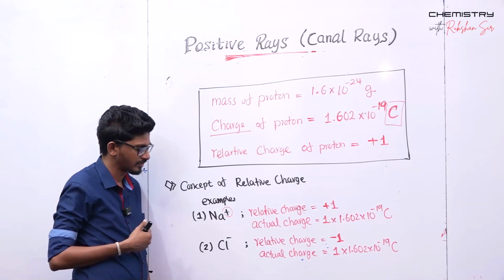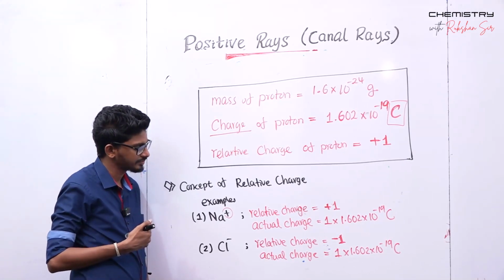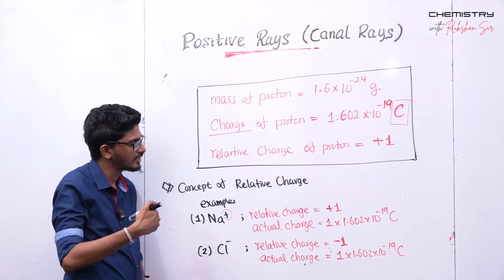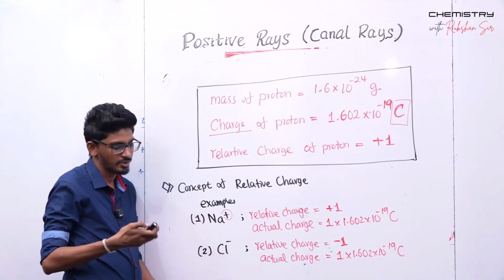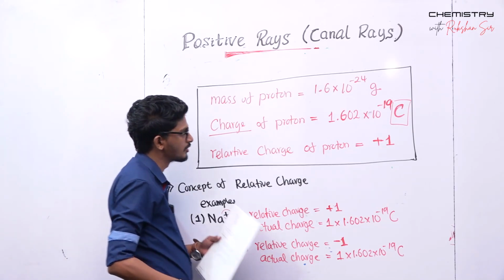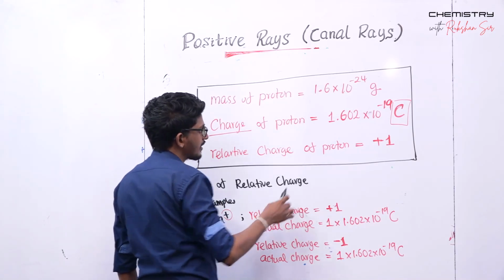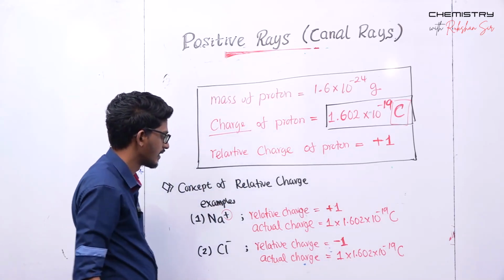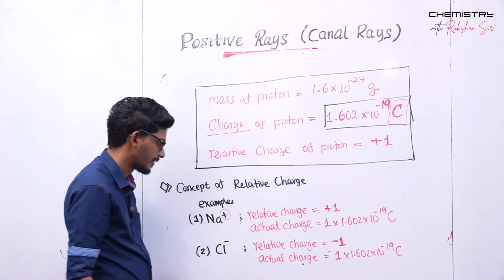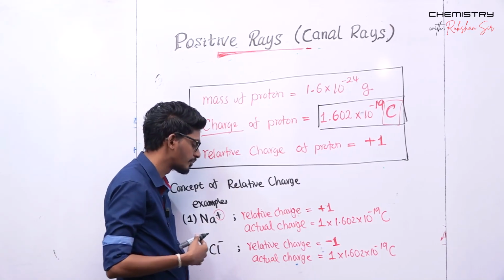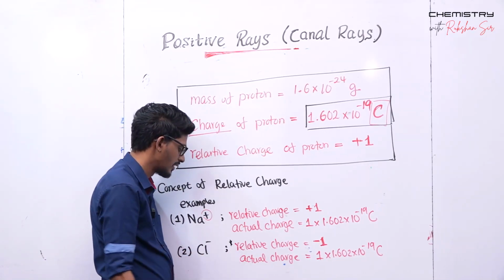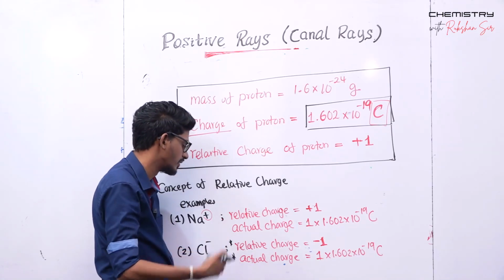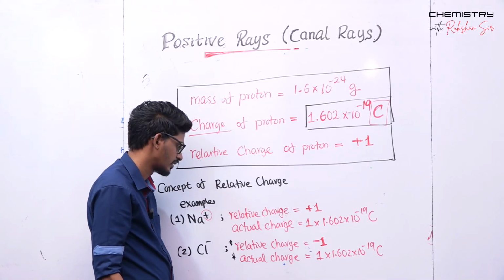Relative charge can be. Relative charge means the charge you are with relative to the smallest charge unit, or relative to the charge of the proton. This is relative charge. Actual charge is the charge you actually are with. That is the idea.